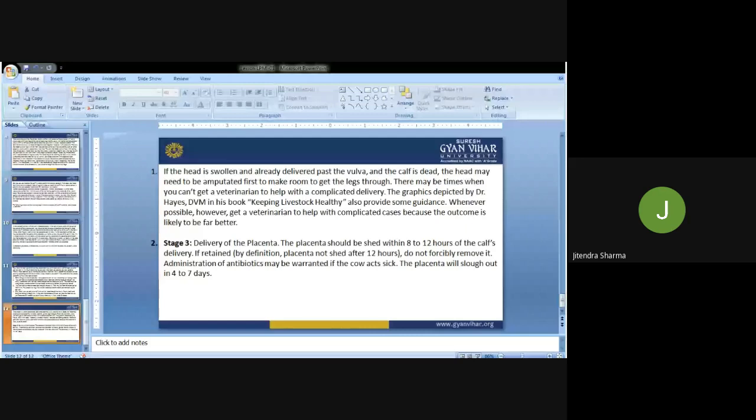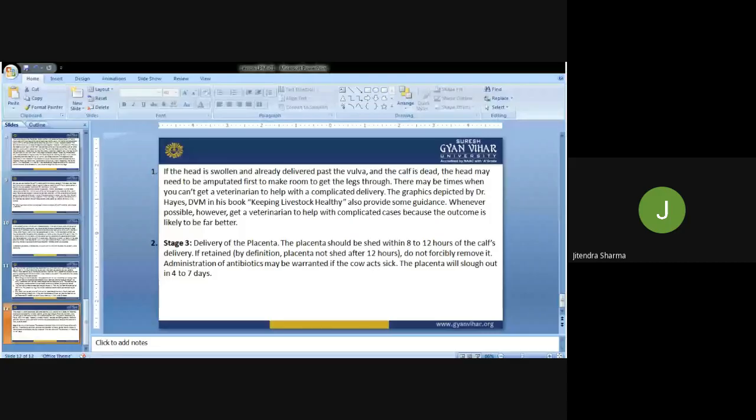If the placenta is retained, by definition not shed after 12 hours, do not forcibly remove it. Administration of antibiotics may be warranted if the cow acts sick. The placenta may come out in 4 to 7 days, even 8 days. You can also give injections that utilize hormones, or sometimes an oxytocin preparation.